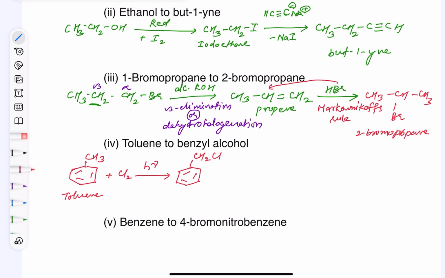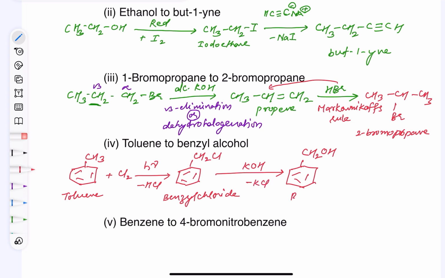Now this reaction takes place in the presence of sunlight. So when Cl is added, 1 mole of HCl is removed. Now this product which is formed is referred to as benzyl chloride. We need to form benzyl alcohol. So further we will be treating it with KOH. So you will see that you finally get back benzyl alcohol, CH2OH, and KCl is removed. This is your benzyl alcohol.